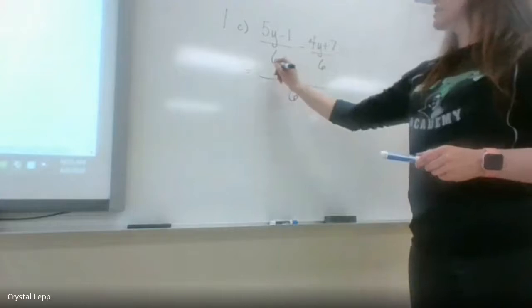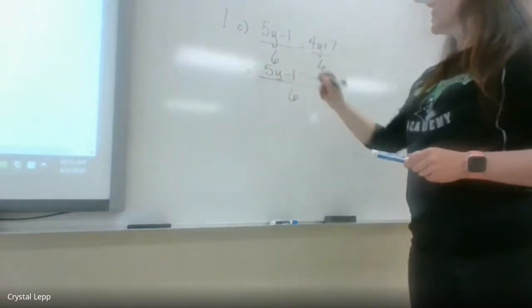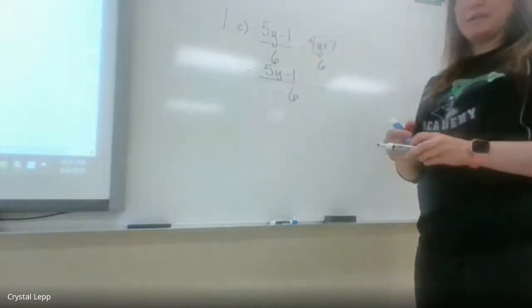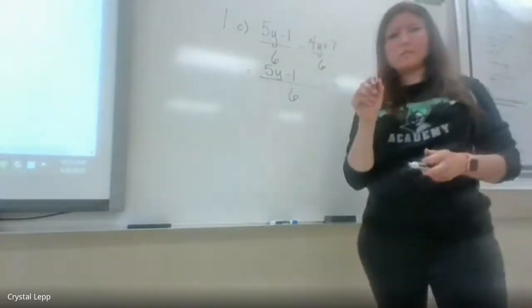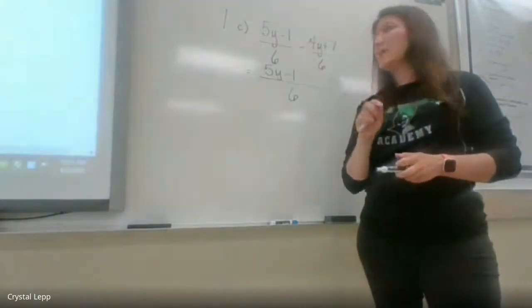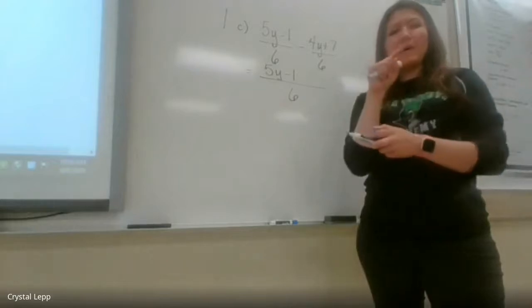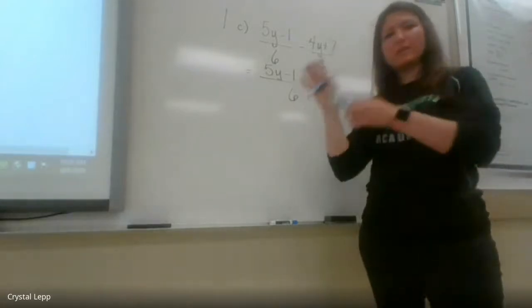Now this is the catch. I'm going to go 5y minus 1. And then I have to minus, and this is when you minus more than one term. So if you're subtracting more than one term in the numerator, you guys, you have to apply that minus sign to everything behind it, because you're subtracting everything behind it.